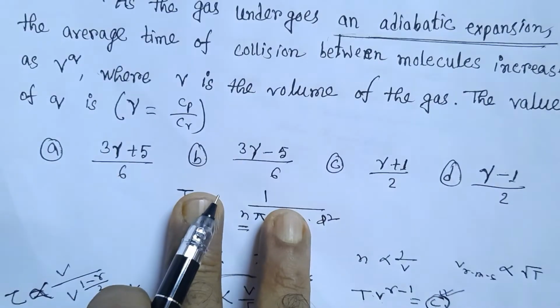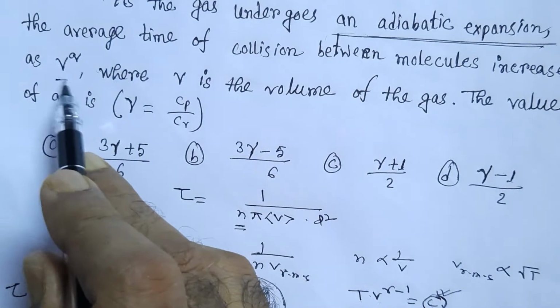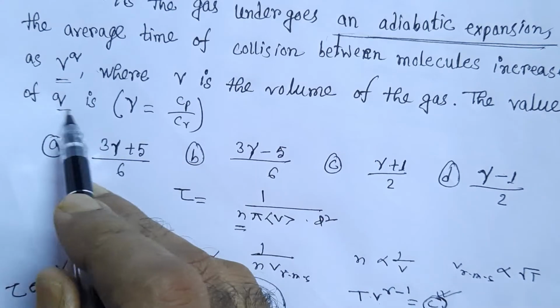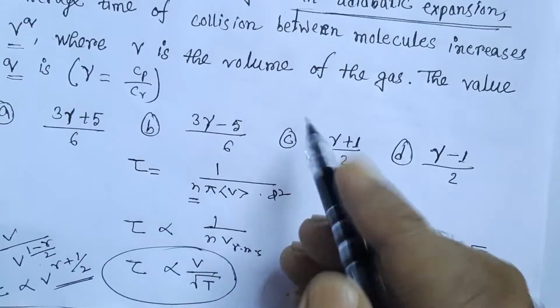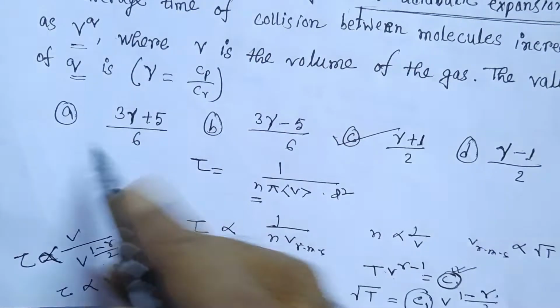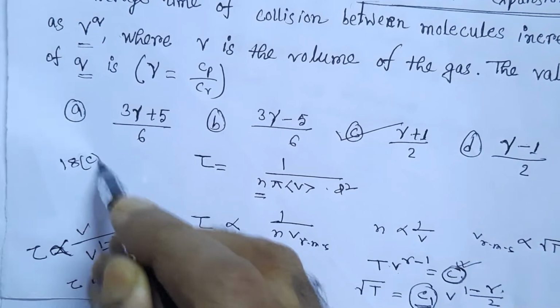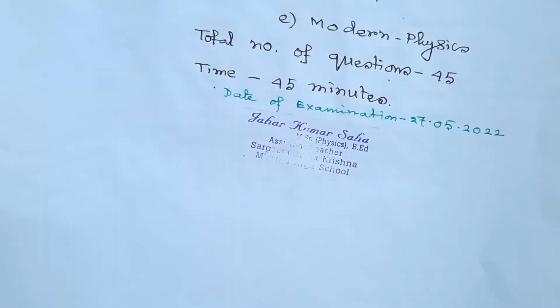We see that in the question it is V to the power Q. So comparing it, we get Q as (gamma plus 1) by 2, which is found in option C. So the answer of question number 18 is C. Let us see question number 19.